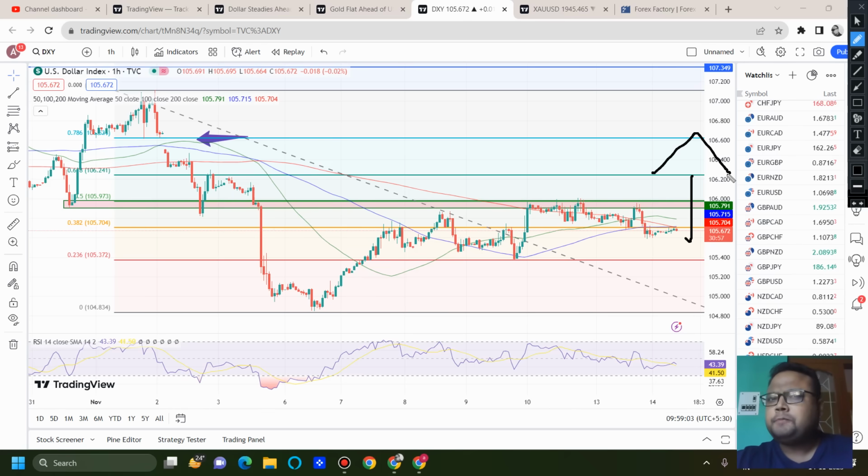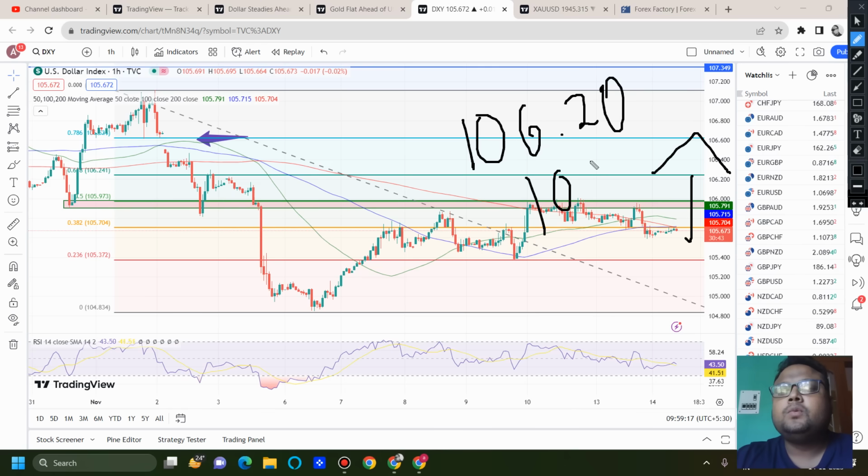Okay, so overall, the strategy on DXY is still the same, not only for gold but for other pairs as well. If DXY crosses the 106 level, the next resistance will be 106.20 and then 106.60. And once the market hits 106.60, the gap will be filled. And right now the market is sideways and will remain sideways.